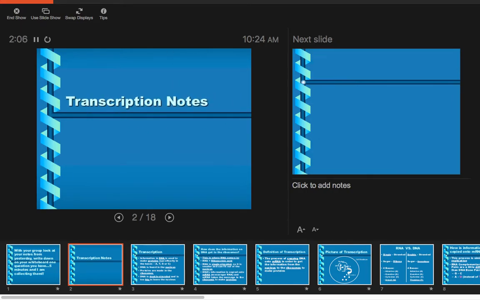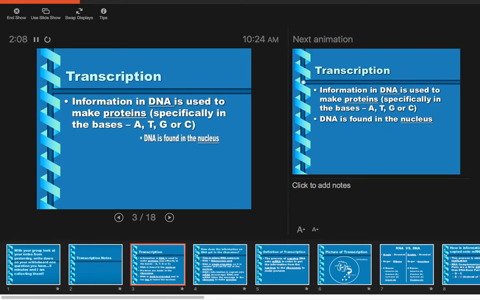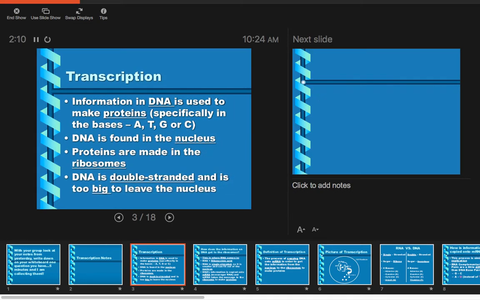So, with transcription, as we just talked about, the information is on DNA, right? But there's a little bit of a problem.